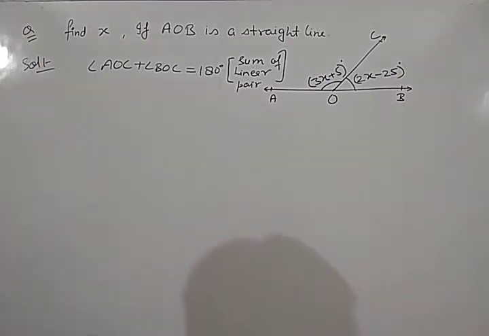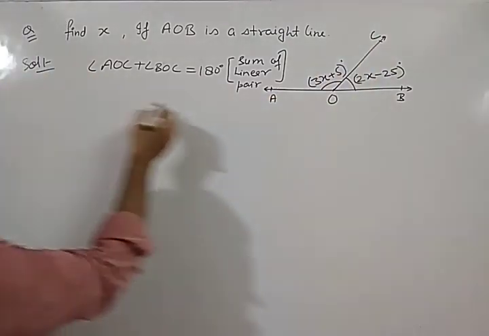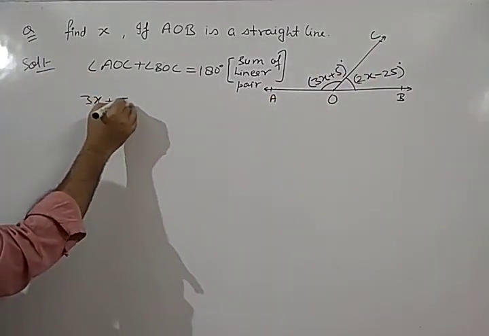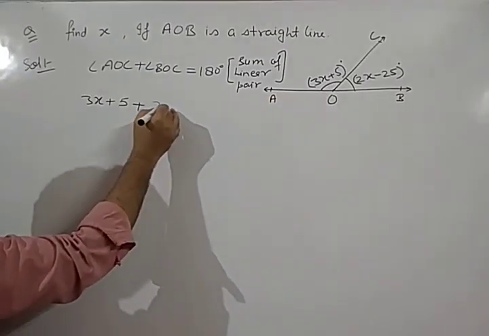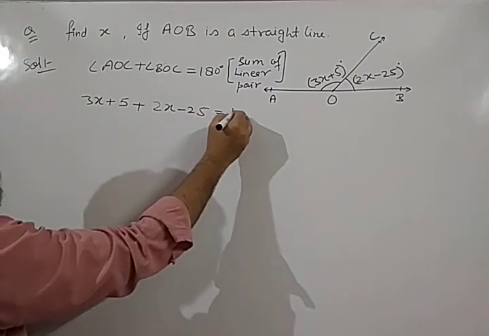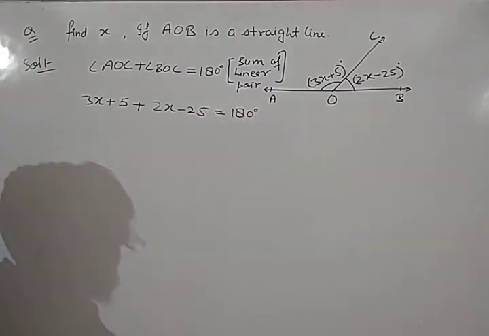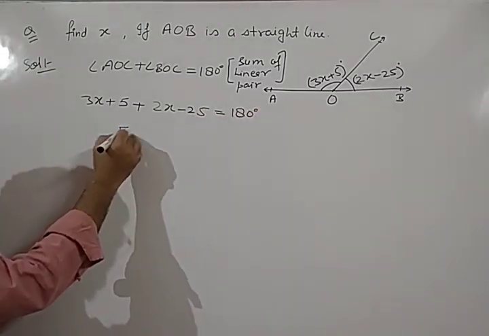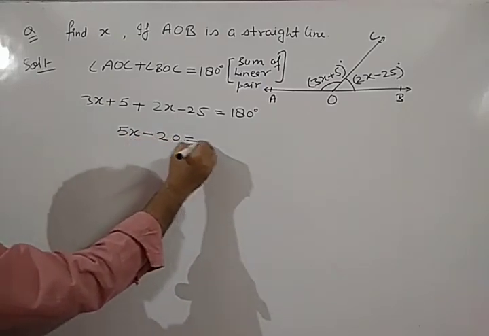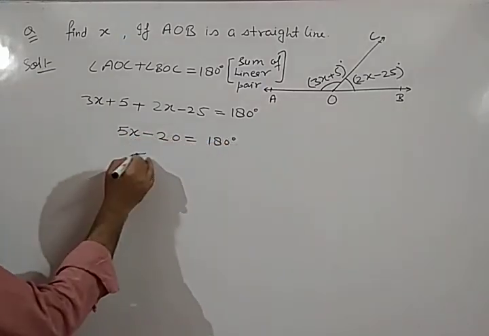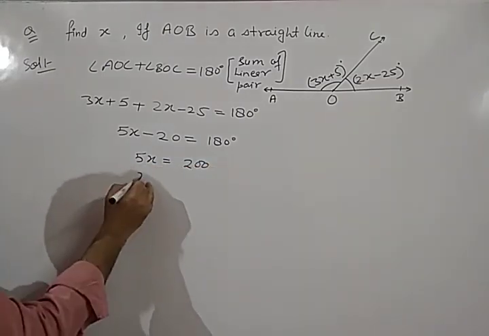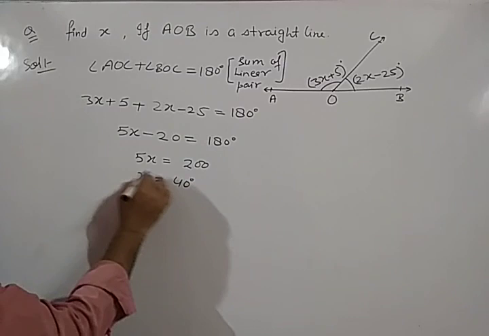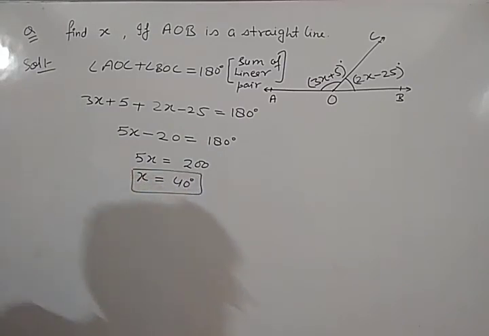Now we are putting in the values. What is the value of angle AOC? It is equal to 3x plus 5, plus what is angle BOC? It is 2x minus 25, which is equal to 180 degrees. So we will get 3x plus 2x, that will be 5x minus 20 is equal to 180 degrees, or 5x will be equal to 200. Okay, so what will be the value of x? x will be equal to 40 degrees. So we get the value of x, which is equal to 40.